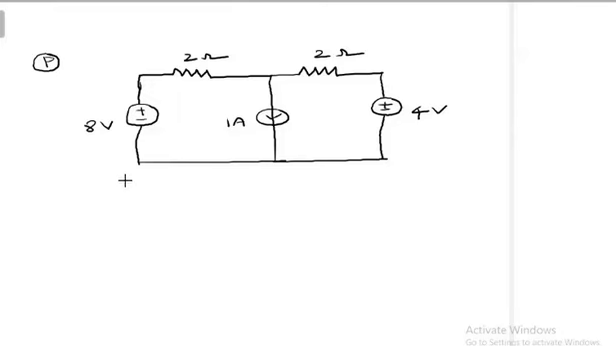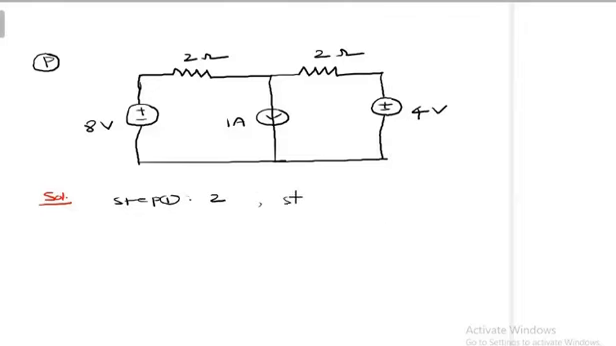For the circuit shown below, find the loop currents. Look at the solution. The first step is identifying the number of loops. There are 2 loops in the circuit.